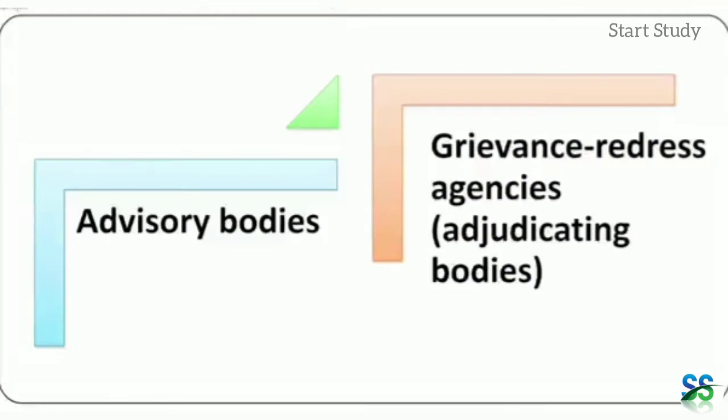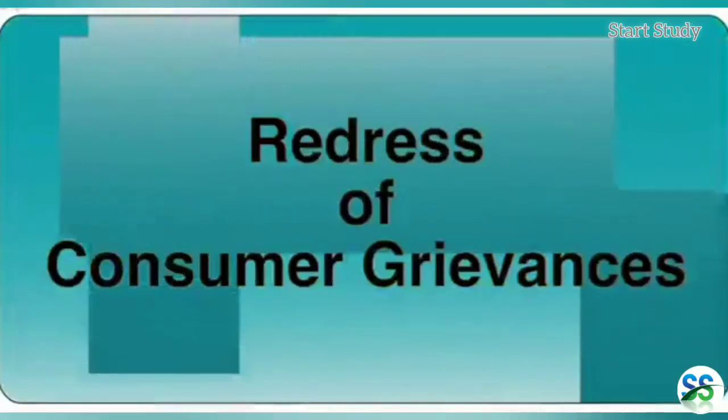At present, while 629 districts of the country have a district forum each, 35 state commissions are functioning in each of the states and the union territories, and located at the respective district headquarters or state capitals. The National Consumer Disputes Redressal Commission, commonly referred to as the National Commission, is located at the national capital at New Delhi. Redress of consumer grievances.